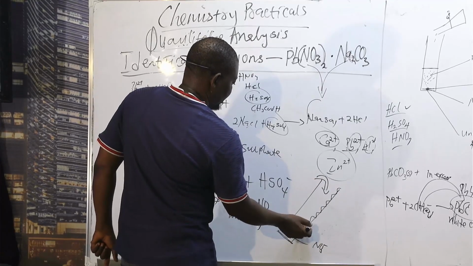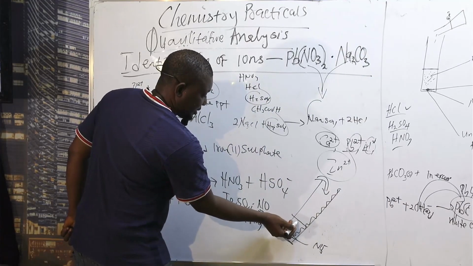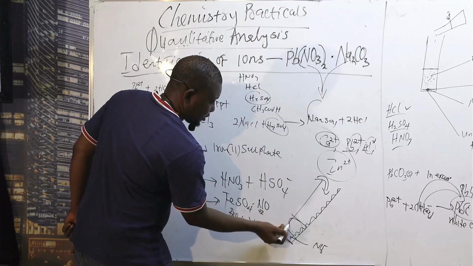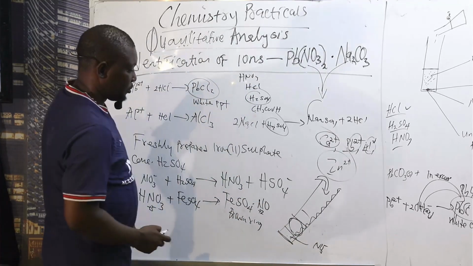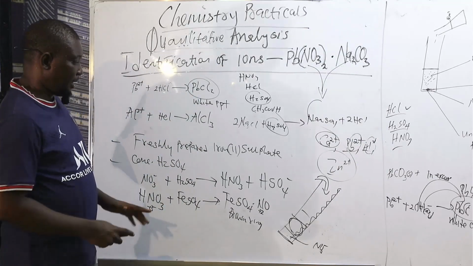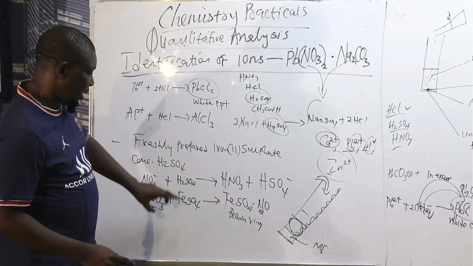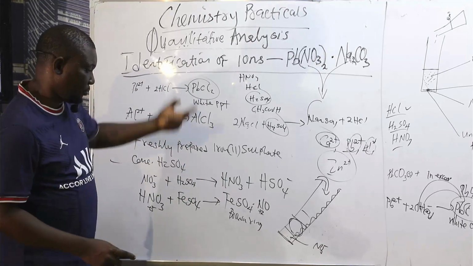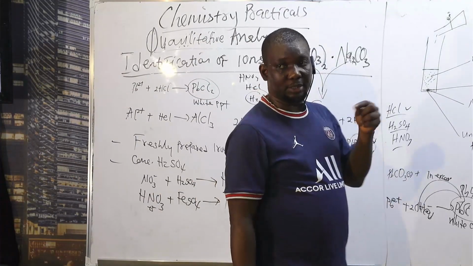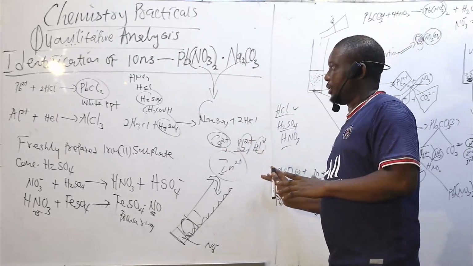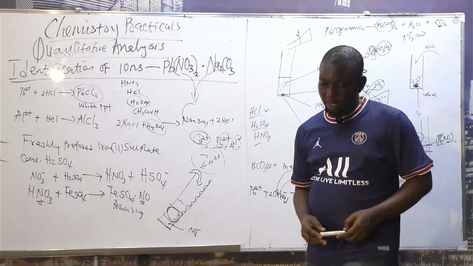But then I will add upon it the freshly prepared iron 2 sulfate. As soon as I add it, I add a few more drops of acid to it. You start seeing the brown ring forming at the junction of this and the freshly prepared solution. So this is what you will see at that particular junction, indicating NO2 fumes, and then you have now confirmed that the salt is a nitrate. So this is a theory of what I'm about to do now. So we watch all of this play out practically.